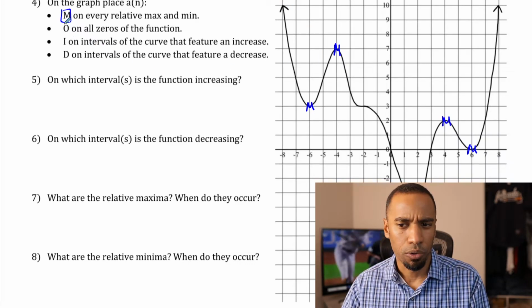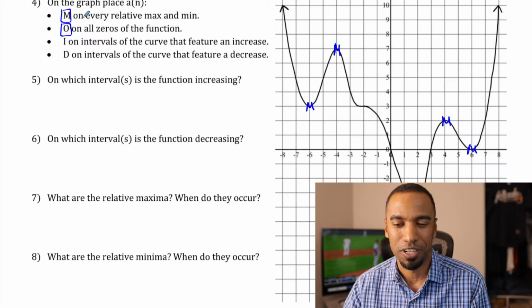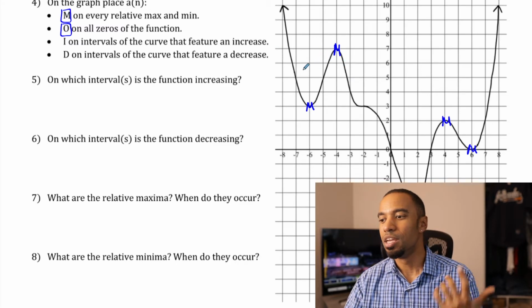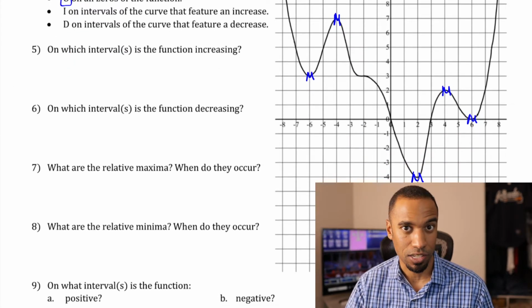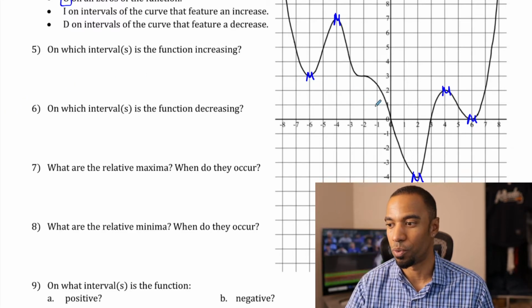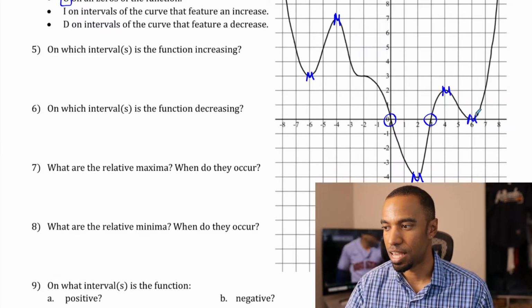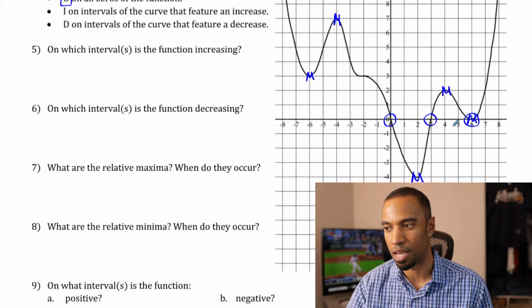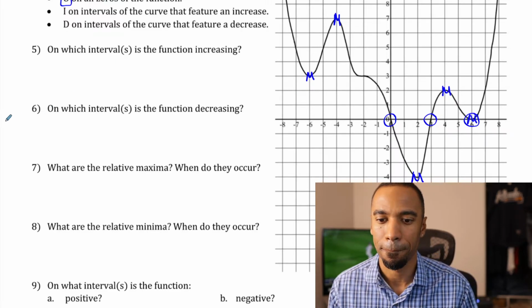An O on all zeros of the function. Just a big open circle, even though it doesn't mean the same thing as open circles. Zeros are where your graph hits the x-axis, where y equals 0. So it hits the x-axis here at the origin, it hits the x-axis here, and it hits the x-axis right here. It actually tangentially touches the x-axis there before it bounces back up. So an O and an M there at the same time. I'm basically going to circle around the M.